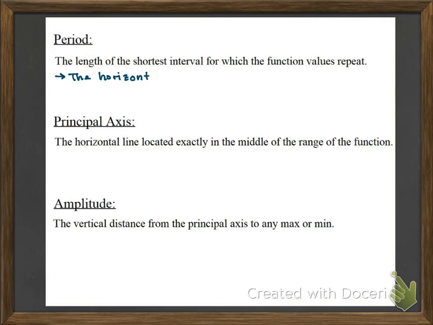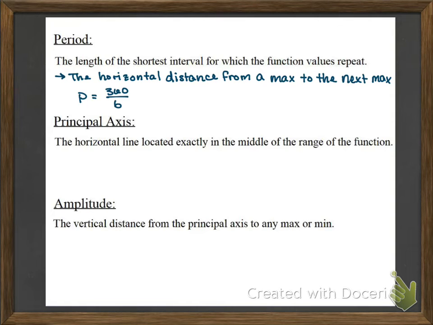So the period is the length of the shortest interval in which the values repeat. That is the horizontal distance from a max to the next max, so we're subtracting the x-axis values. For the period, that formula is P equals 360 divided by B, where B is that value multiplied by x inside your sine or cosine function of the equation.